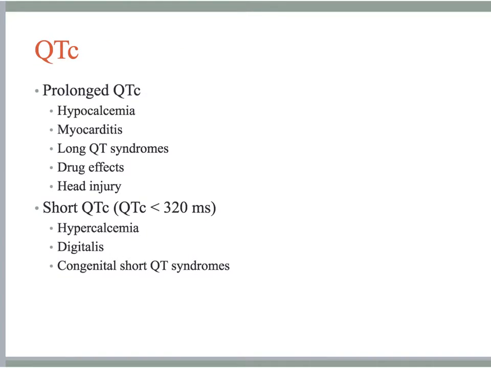You may also see abnormalities in the corrected QT interval. A prolonged QTc can be seen in hypocalcemia, myocarditis, long QT syndromes, drug effects, or head injury. A short QTc is more rare and is defined as a QTc less than 320 milliseconds. It can be seen in hypercalcemia, with digitalis use, or in congenital short QT syndromes.